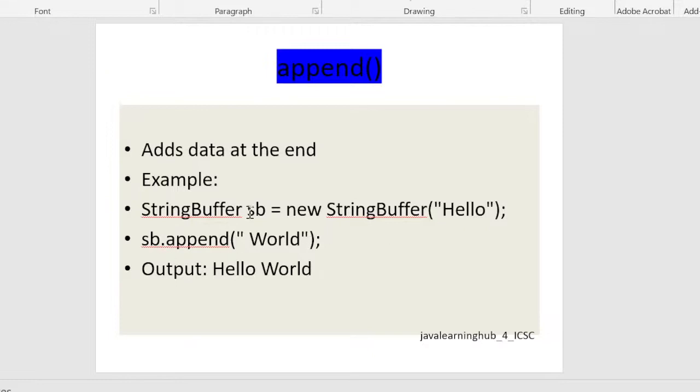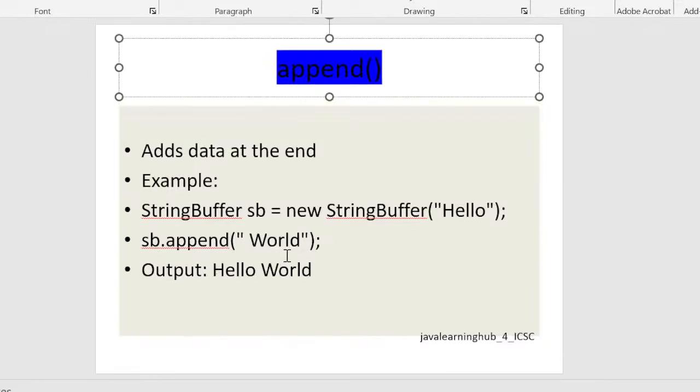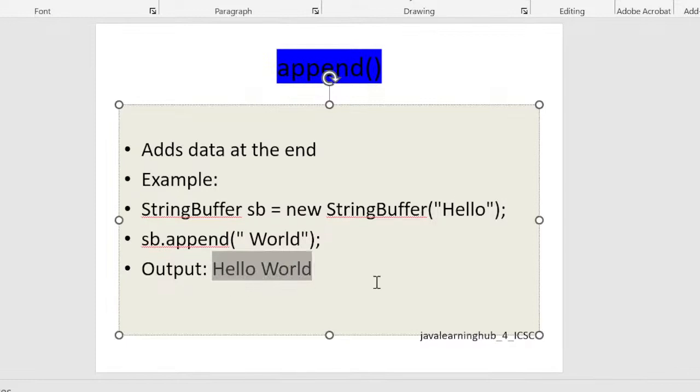So I will be using the StringBuffer object SB dot, the dot operator, and a method called append. With the help of this append method, I will enclose the word or string which I need to join in double quotations. When we see the output, we will get hello world. I think you can see this, it is hello world.